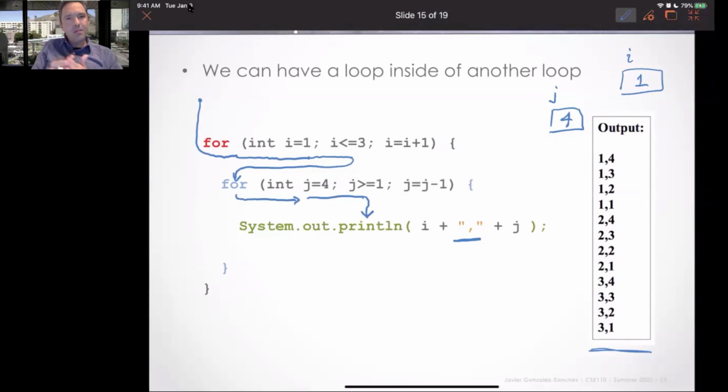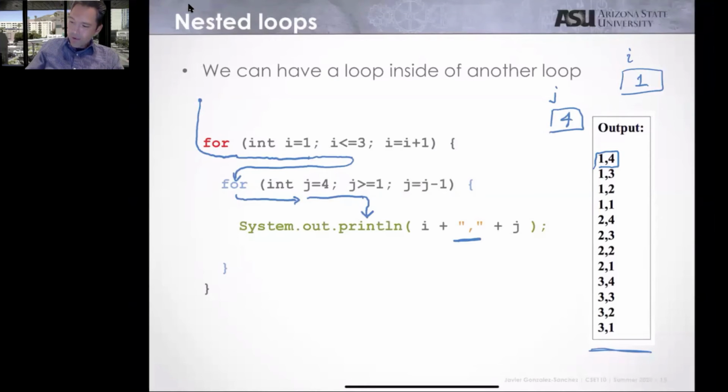And hopefully you agree with me that is the concatenation of the number 1, a comma, and the number 4. And I am printing that. Okay, I am done with the print. I print 1, 4. I go down, and when I go down, I find the closing curly bracket.